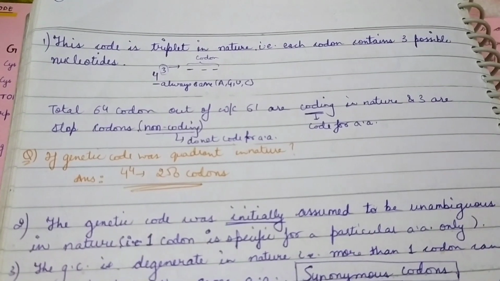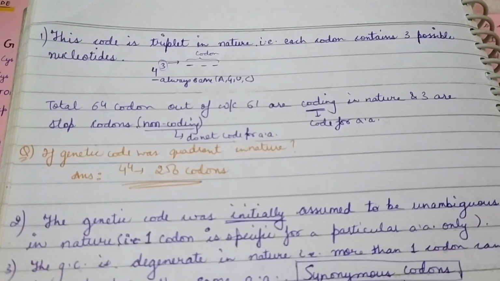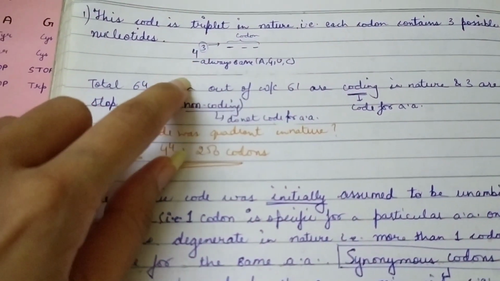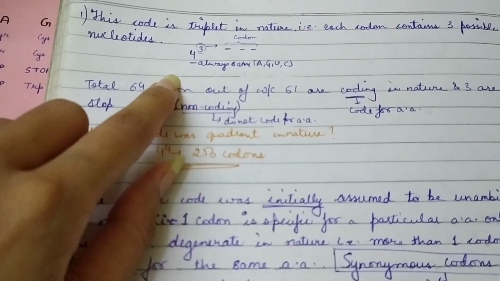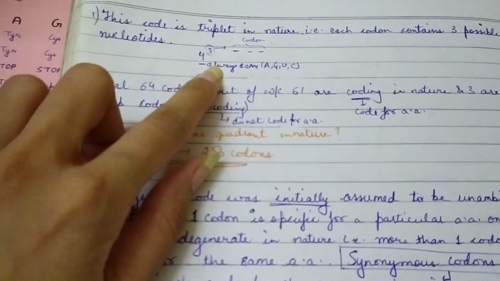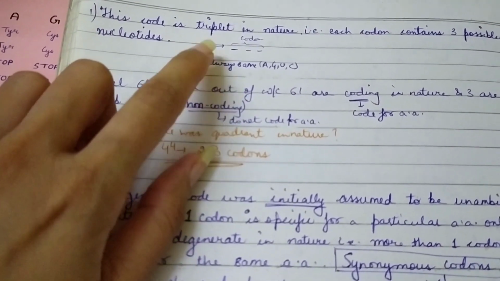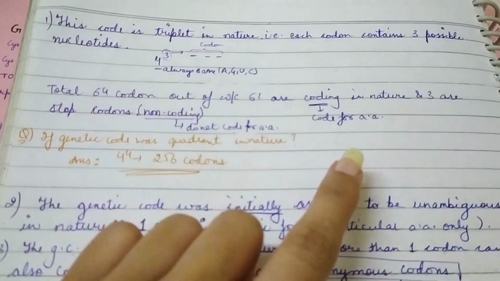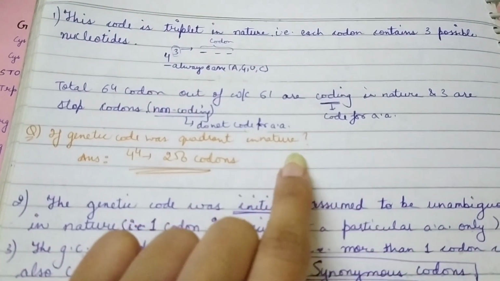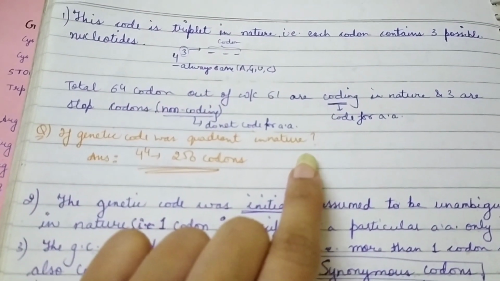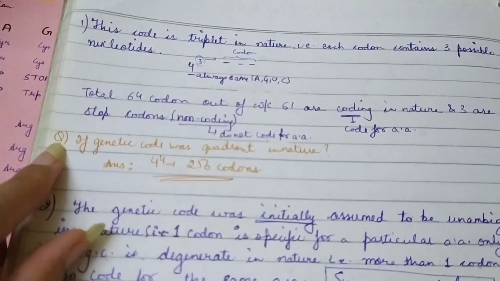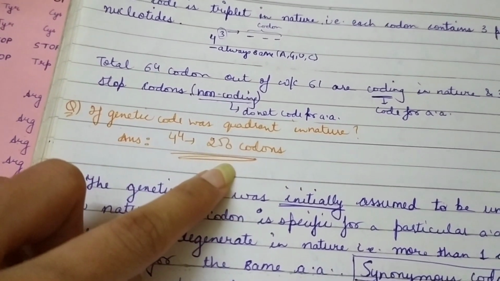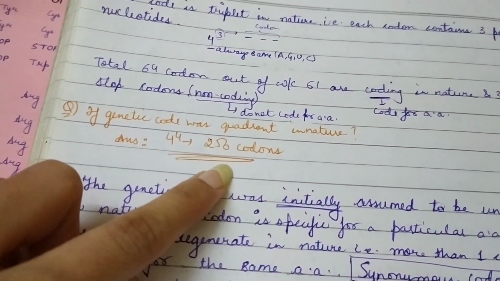So as there are 4 nucleotides A, G, U, C, and there are 20 amino acids, we want something that covers them all, so that's why it's 4 raised to the power 3. So it's a triplet that contains a total of 64 codons, of which 61 are coding, and the ones that are non-coding, the stop codons, are 3. And if the genetic code was quadruplet, it would be 4 raised to the power 4, so 256 codons.